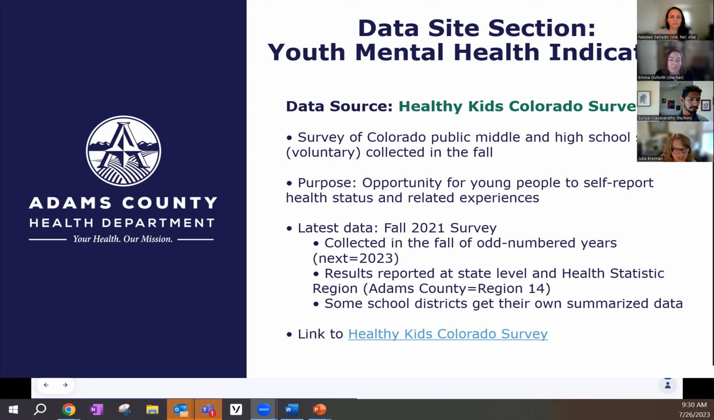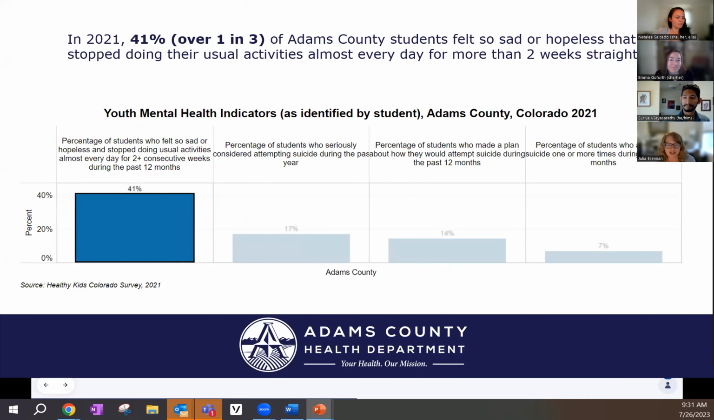There's a lot of information here, but its main purpose is an opportunity to get those experiences and that data from youth themselves. If you want more information about this or to see more of the summaries, you can go to the link in the chat or the Healthy Kids Colorado survey site at the Colorado Department of Public Health and Environment. Next slide, please. This bar chart shows 4 different mental health indicators that we can get from the Healthy Kids Colorado survey, and we'll review each of these 4 indicators.